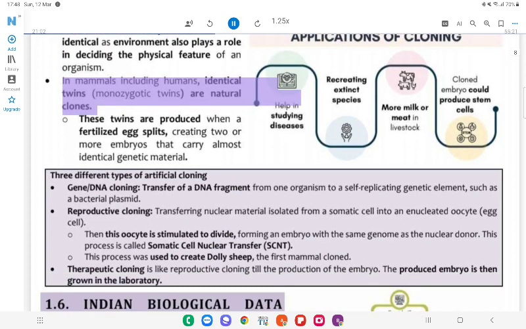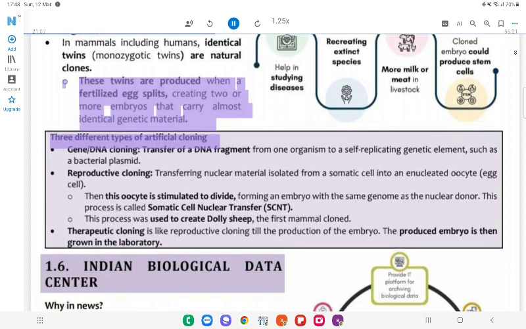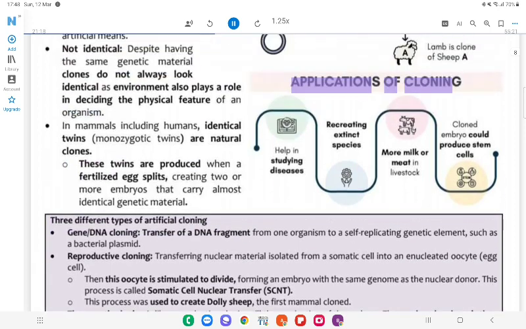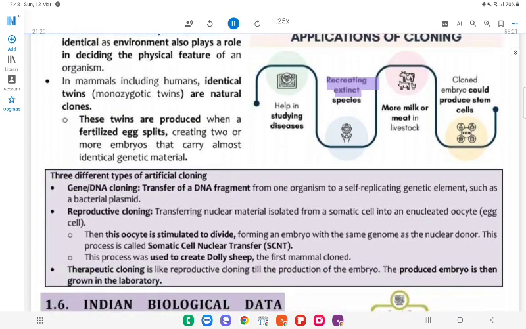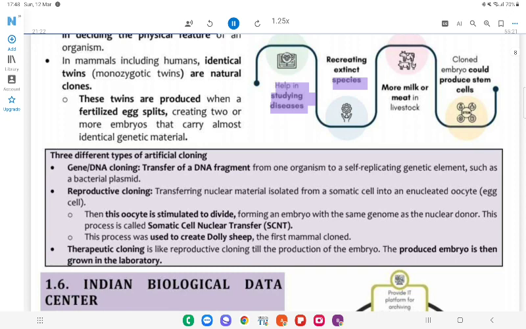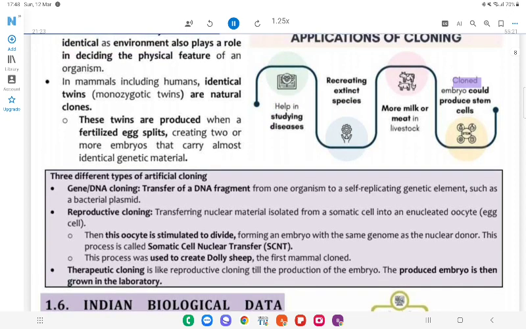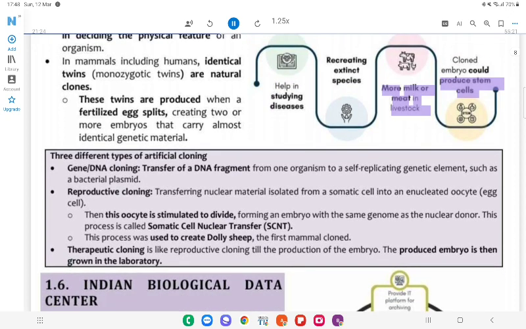In mammals including humans, identical twins, monozygotic twins, are natural clones. These twins are produced when a fertilized egg splits, creating two or more embryos that carry almost identical genetic material. Three different types of artificial cloning. Applications of cloning. Recreating extinct species, helping in studying diseases, embryo cloning to produce stem cells, more milk or meat in livestock.